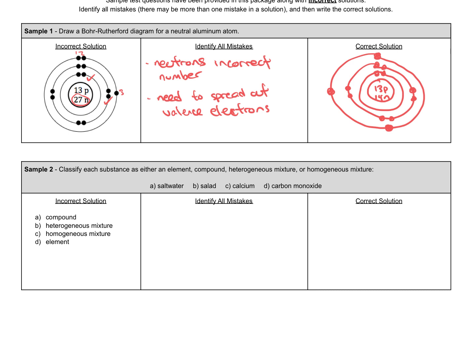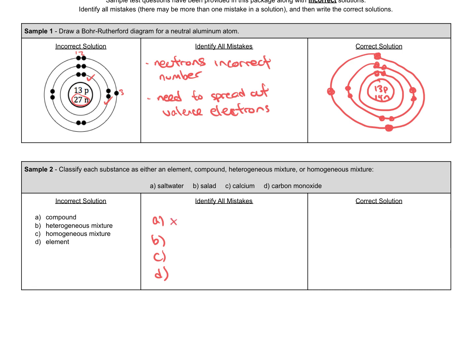So example 2, classify each substance as either an element, compound, heterogeneous mixture, or homogeneous mixture. A is salt water, B salad, C calcium, D carbon monoxide. So I guess I'll just put a check mark on the ones that are correct and an X on the ones that are incorrect. So A is salt water.